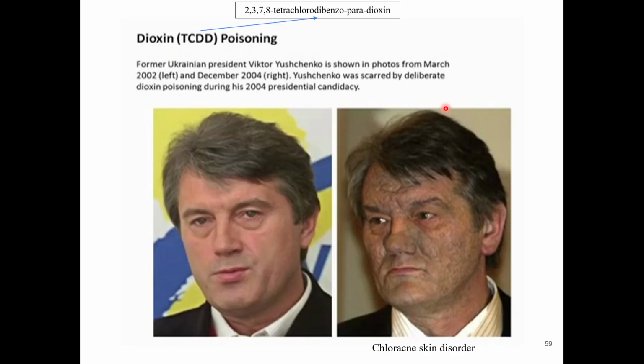This is an example of dioxin poisoning in the case of a former Ukrainian president, Viktor Yushchenko. His photo is shown here. In March 2002 he looked like this, and in December 2004 he looked like this. That was because of the chloracne skin disorder coming from the dioxin poisoning. He was scarred by deliberate dioxin poisoning during his 2004 presidential candidacy. So this is very harmful, with very ill consequences.